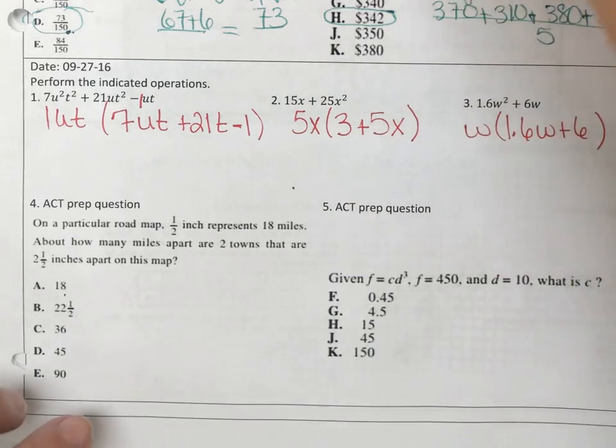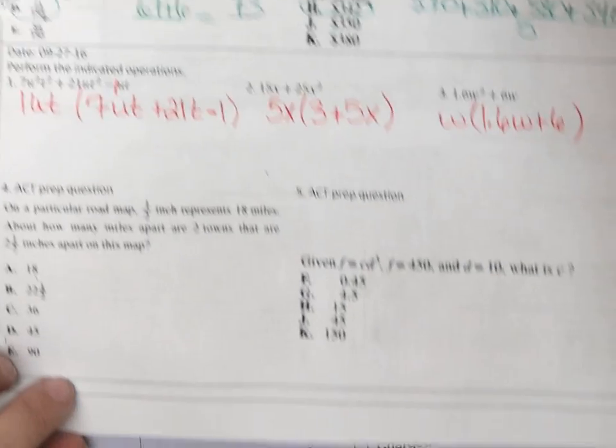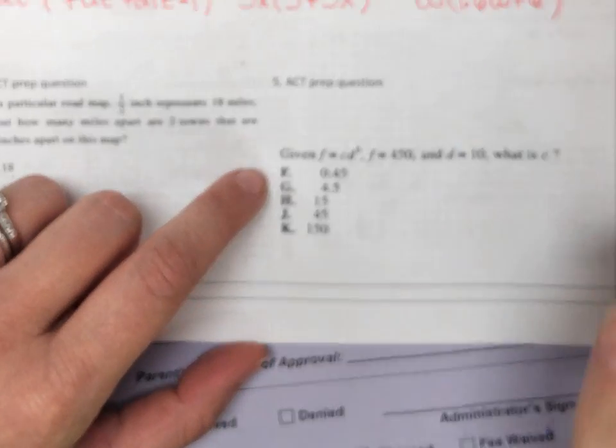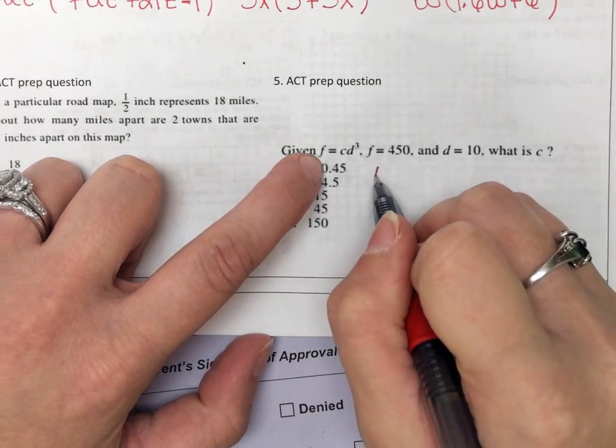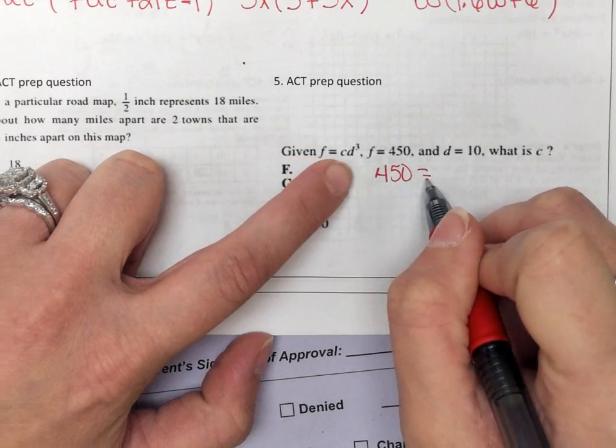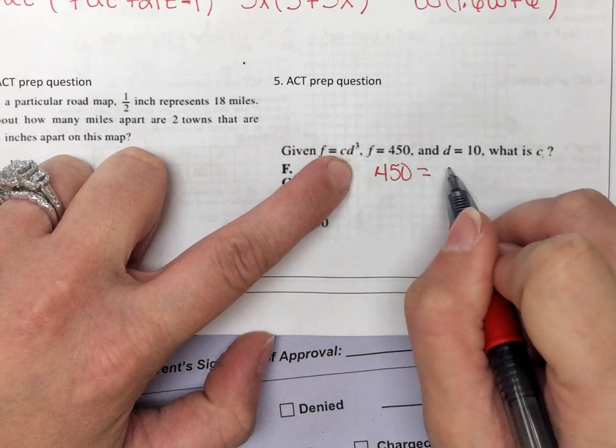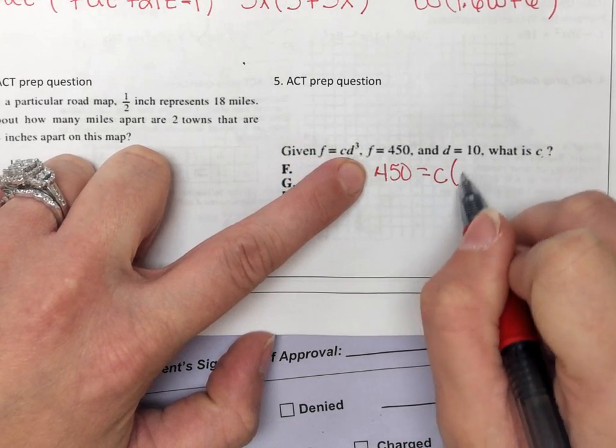Alright, what about, let's do number 5. Number 5 is a little easier first. What do we have? So instead of F, we're going to put 450. And instead of C, we're trying to find C. So instead of D, we're going to put 10.